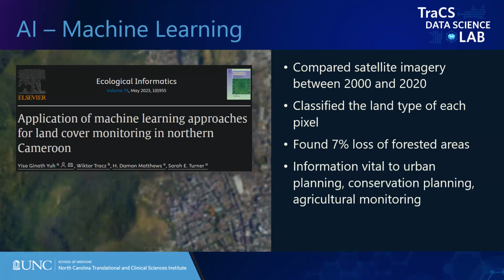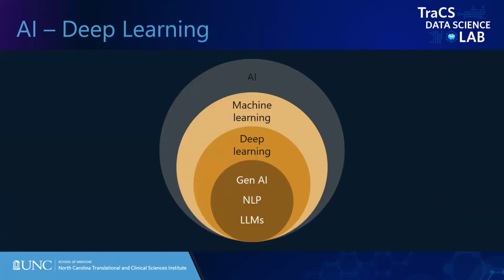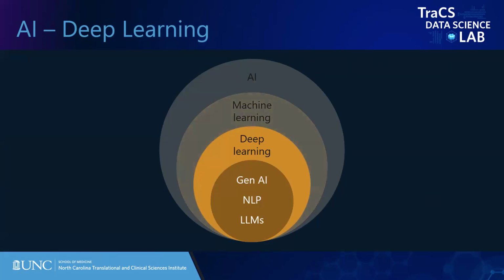So land classification tasks like these are just one popular application of machine learning where the results can be used for urban planning, conservation planning, and agricultural monitoring. So that's a brief look at machine learning overall and some of the ways that people can use it. And with that, we'll go down to our next layer, which is deep learning.